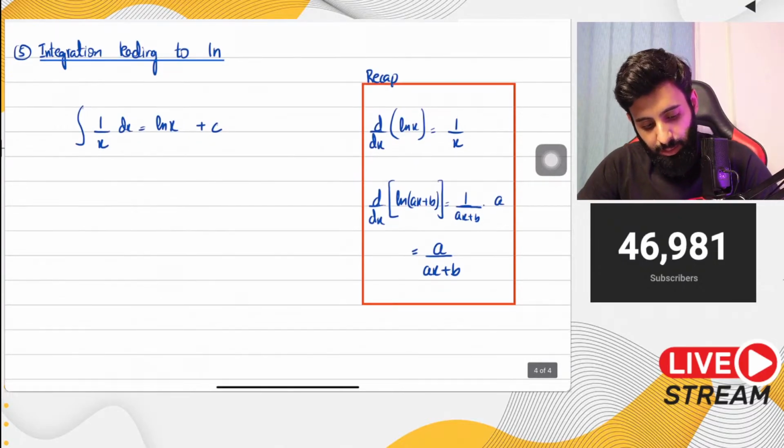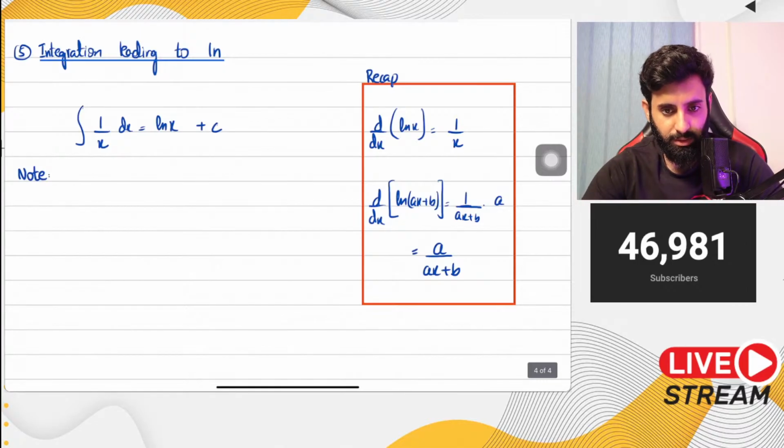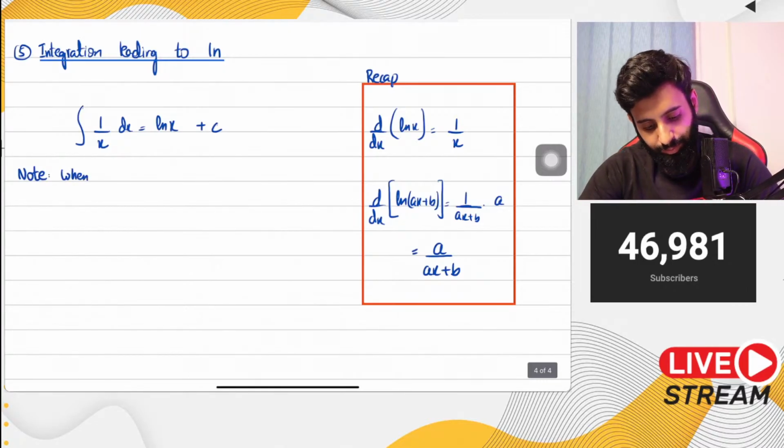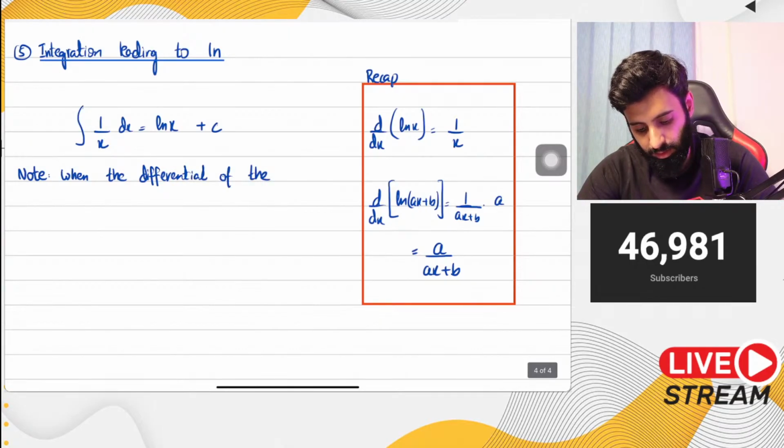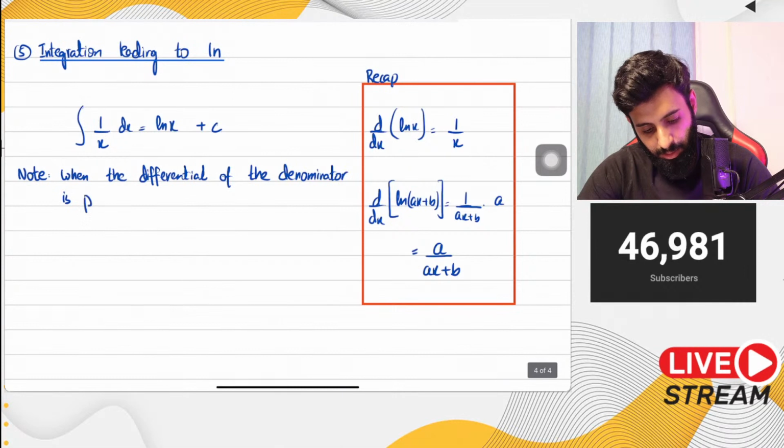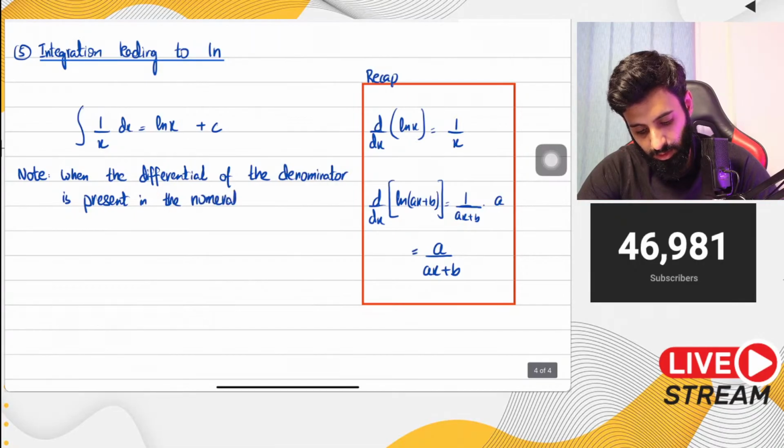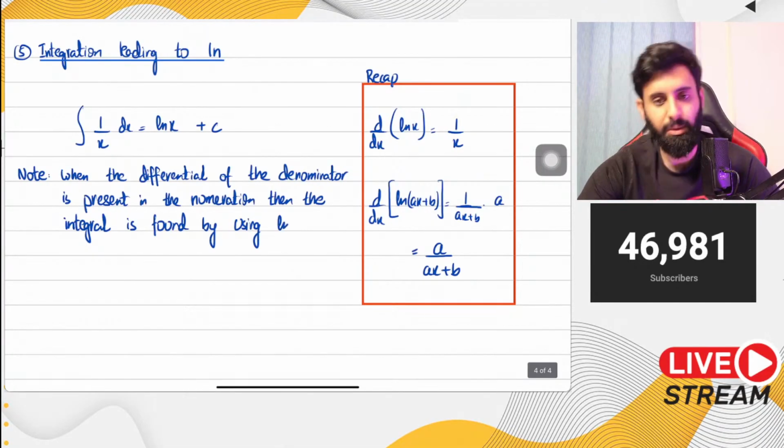So for that, let's write a note. The note is this: when the differential of the denominator is present in the numerator, then the integral is found by using ln. Okay, so just remember this note.